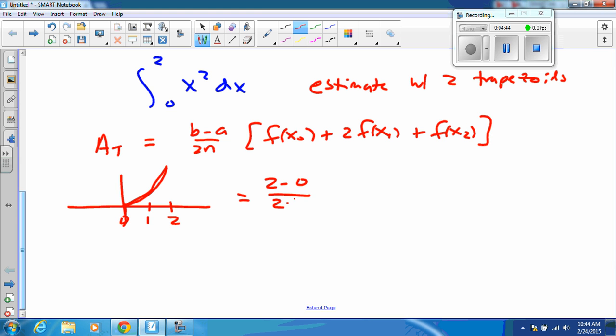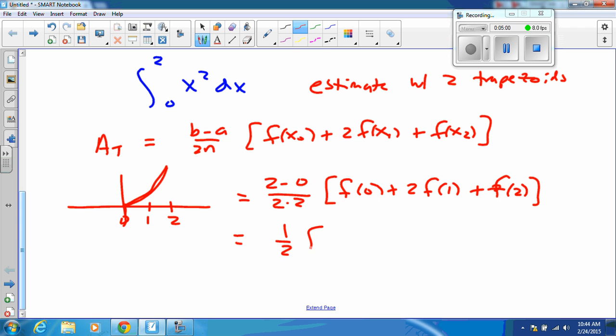Plugging in numbers, we get (2 minus 0) over (2 times 2 trapezoids) times, then our x0 is 0, our x1 is 1, and our x2 is 2. So that I get 1/2 times 0 squared plus 2 times 1 squared plus 2 squared, and the trapezoidal estimate turns out to be 2 plus 4 is 6 over 2, which is equal to 3.